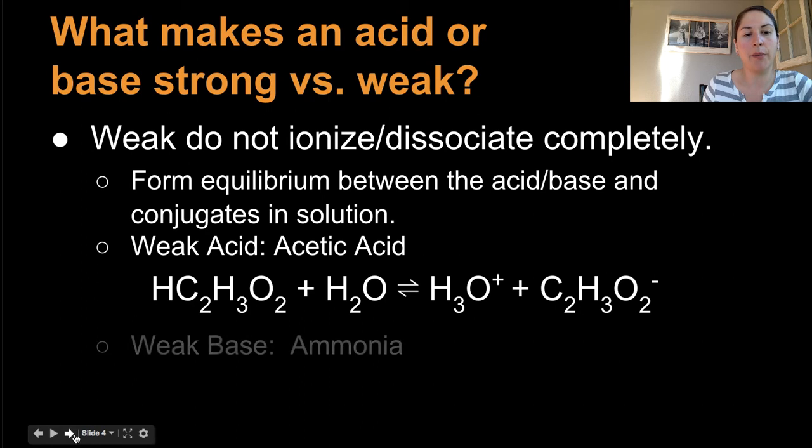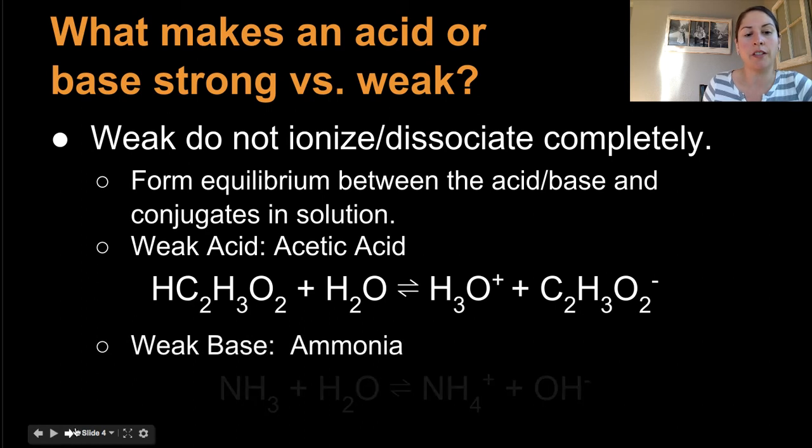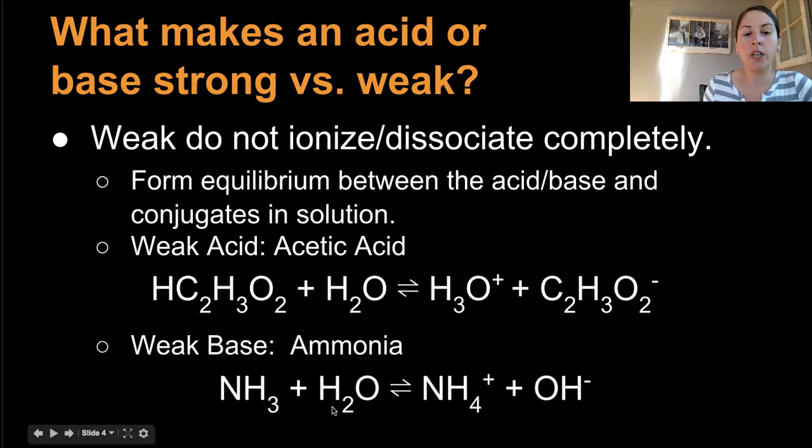The same thing with a base, and probably our most common weak base is ammonia. And so ammonia actually dissociates, and it's going to end up being NH4+, and then it ends up doing that in the way it combines with water, generating some hydroxide ions, and that's actually why it's a weak base, but it'll go back and forth between those.